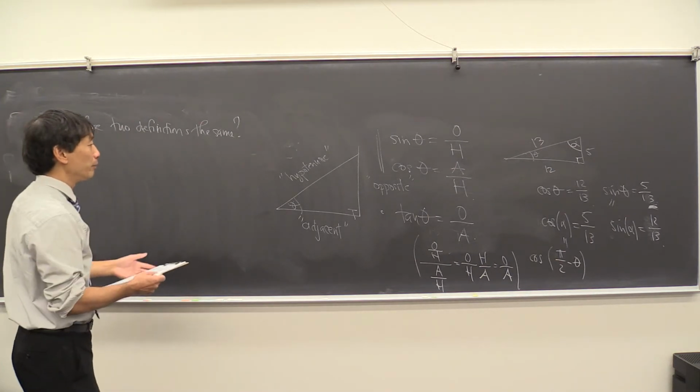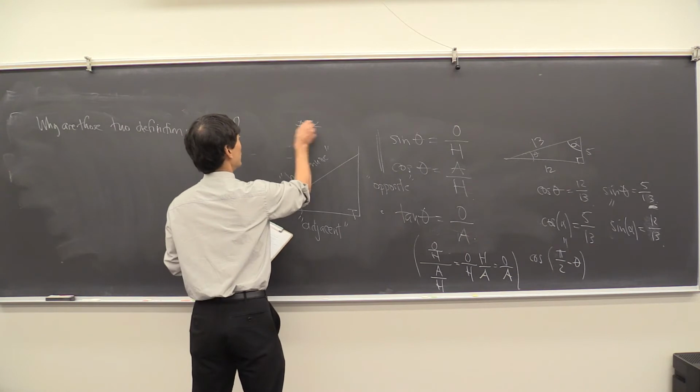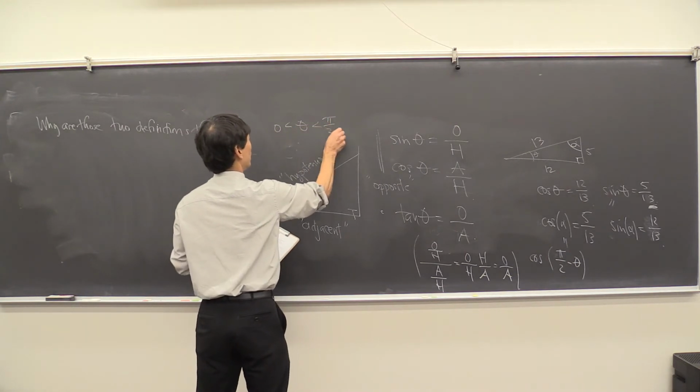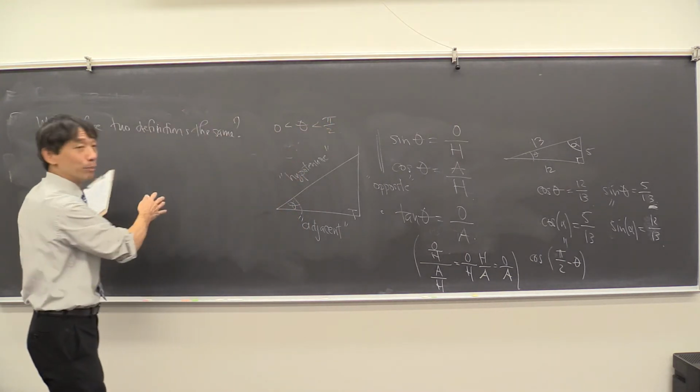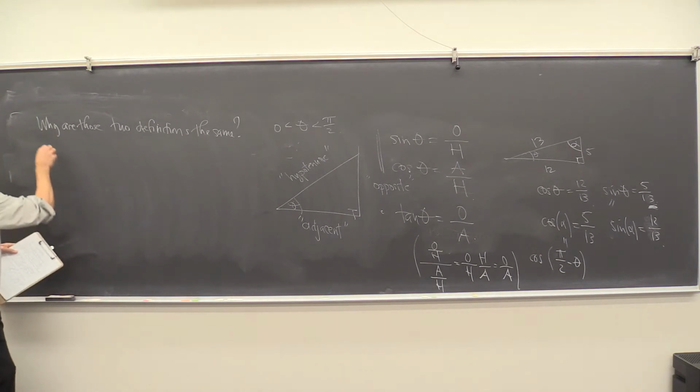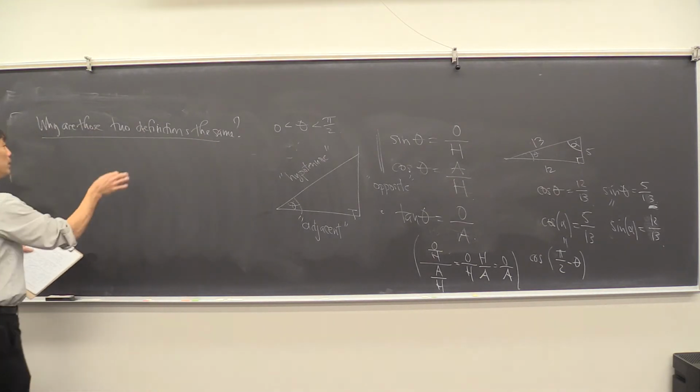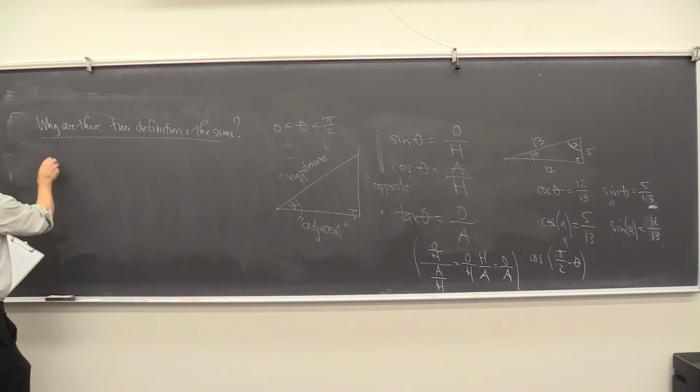But for acute angles, as long as our angle is between 0 and 90, this makes sense and it will match up with the circular definition. So why are these two definitions the same? Well, let's think.